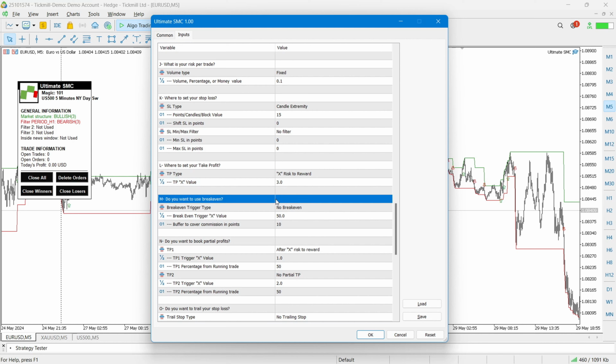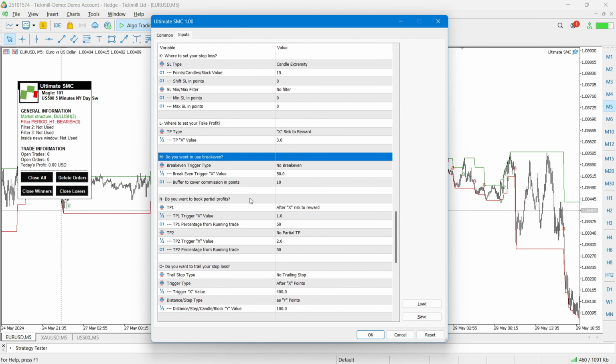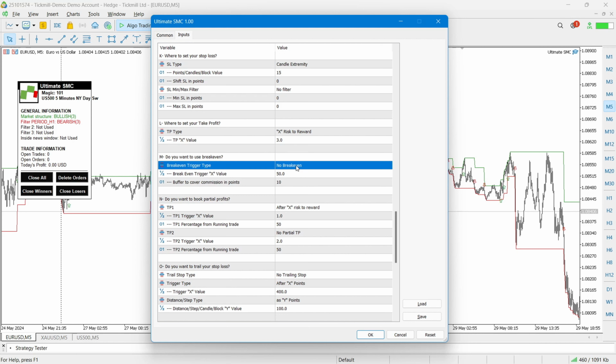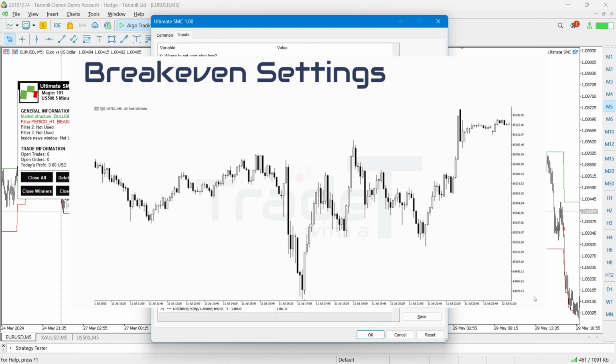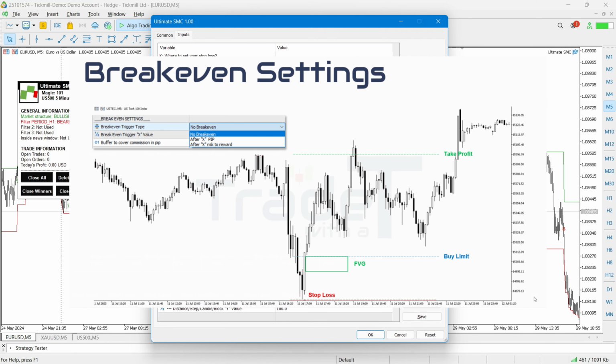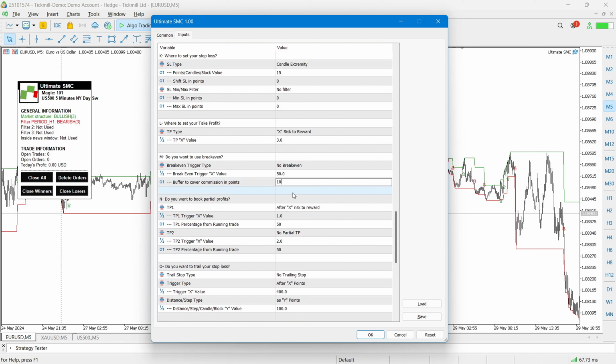Break even and partial take partial. They are quite similar, a little bit different in the way they will act. So break even, basically we can have a trigger in break even in points or risk to reward. So whenever our price is reaching this trigger, we're gonna basically put our trade to break even with a commission or a buffer to cover the commission that we can define here. So for example, a pip to cover the commission of that trade.